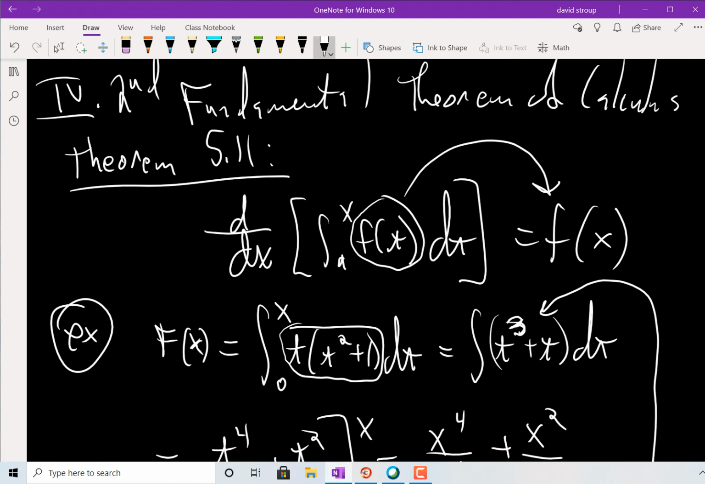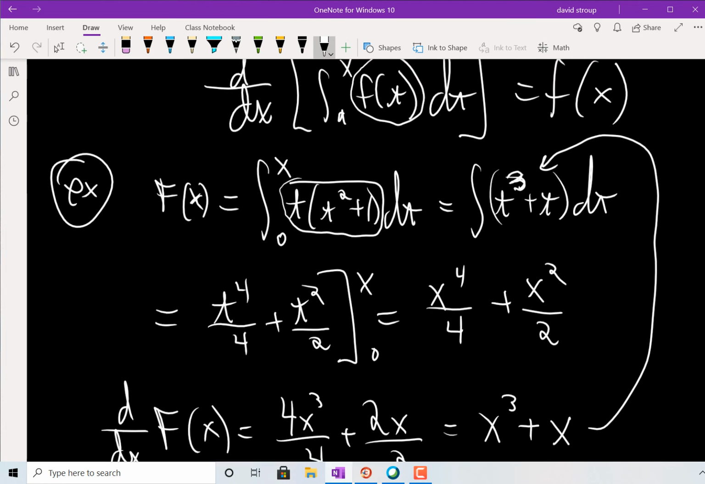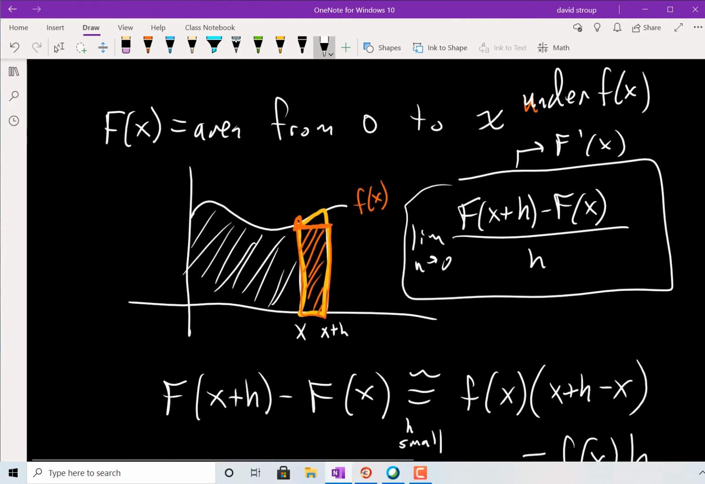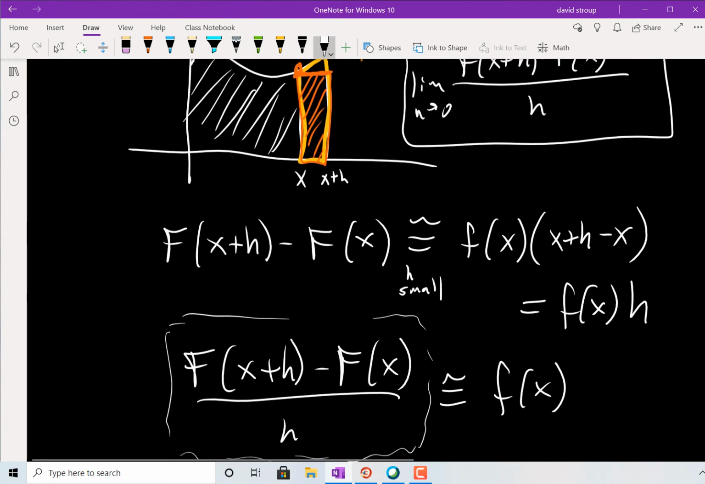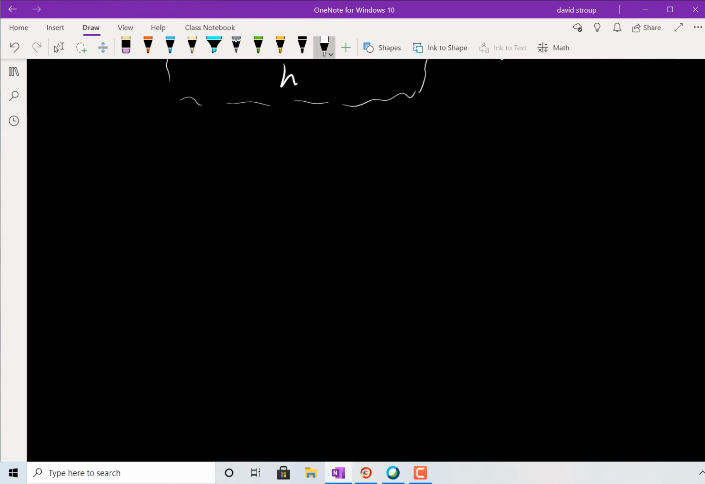Sadly enough, yes, I have to prove the second fundamental theorem of calculus for you. So here it is. Basically, the derivative and the definite integral kind of cancel each other out, but only when you think of the definite integral as this accumulation function, some function that gets the area underneath the curve from 0 to x. So let's prove this thing. Proof.